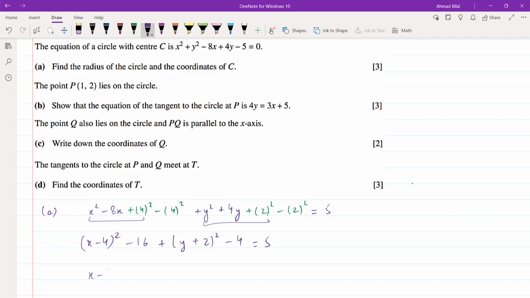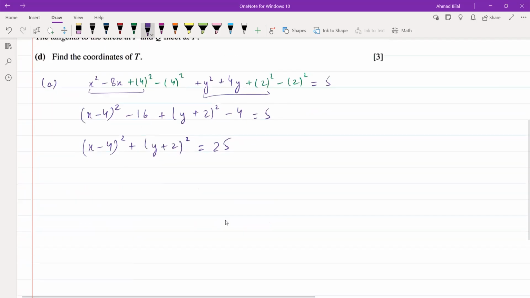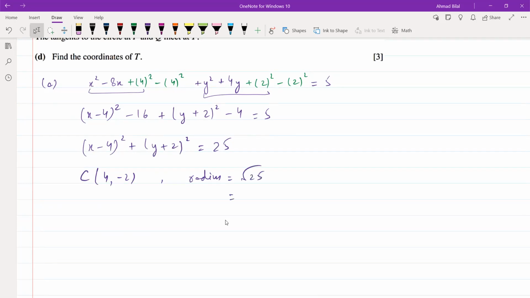The equation becomes (x minus 4) whole square plus (y plus 2) whole square equals 25. So you have the center and you have the radius from here. You compare it with the standard form. The center C is (4, -2), and the radius is square root of 25, which is 5. Okay, so that was really straightforward. Let's look at part B.